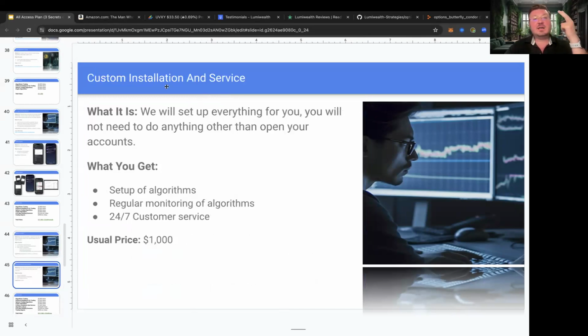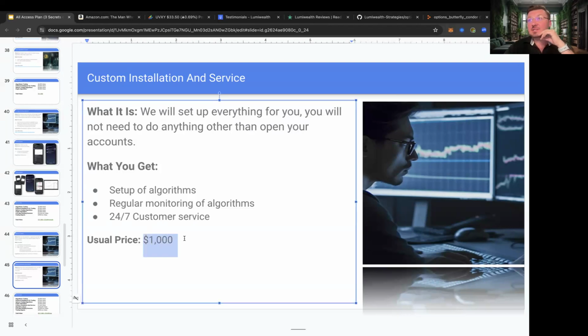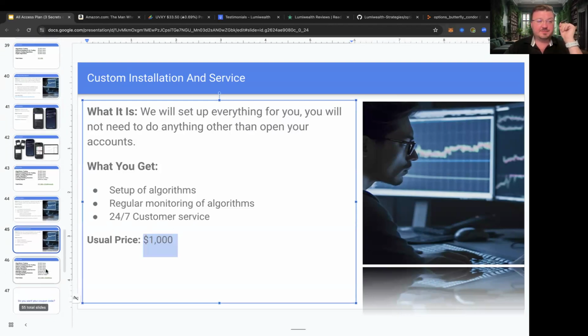And then you're also going to get custom installation and service. So if you want us to basically set all this stuff up for you, you're like, I don't want to manage this stuff, I don't want to deal with it, we can actually take care of that for you, right? We'll set up the algorithms for you. We'll monitor the algorithms for you, and we'll have 24/7 customer service. Whenever you need help, we're there. We have one-on-one support for you. The usual price for something like this is about $1,000 to get everything all set up, right? And you're going to get that as part of the all access plan as well, right?